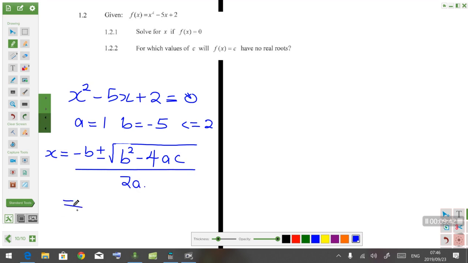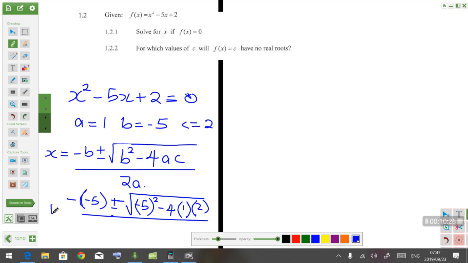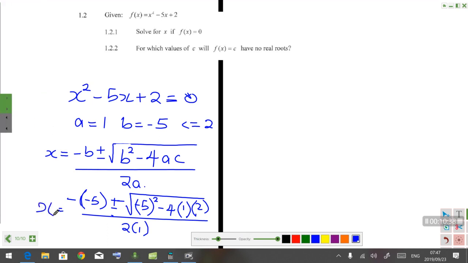So what do we do? Please, there's a map for this substitution here. All right, what do we have? We have a negative minus 5 plus or minus. What do we have there? Negative 5 squared minus 4. Our a is 1, our c is 2. Everything divided by, remember this is x, equals 2 multiplied by 1. All right, so here, guys, we just go to our calculator and get an answer.